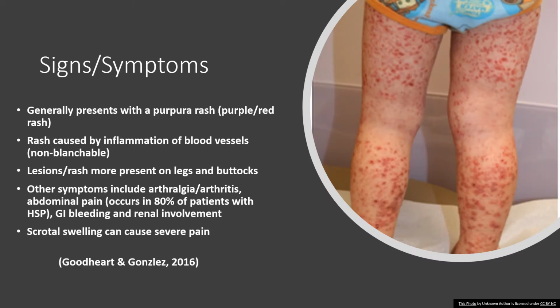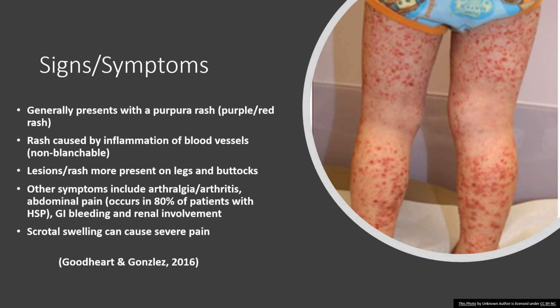Signs and symptoms. HSP generally presents with a red or purple appearing rash. It is known as a purpura rash. The rash is caused by inflammation of the blood vessels, and the rash is generally non-blanchable. The rash is more common in gravity-dependent areas such as the legs and the buttocks.